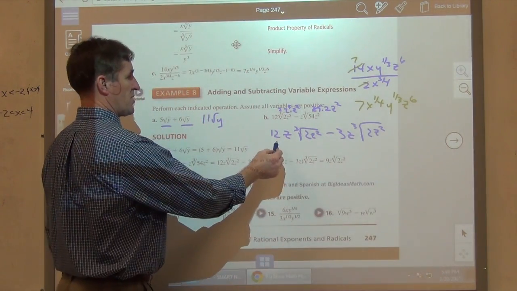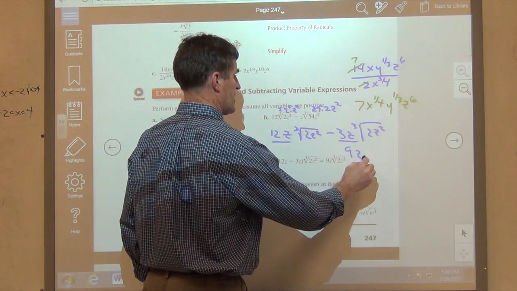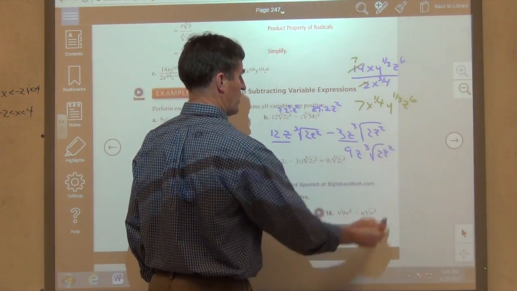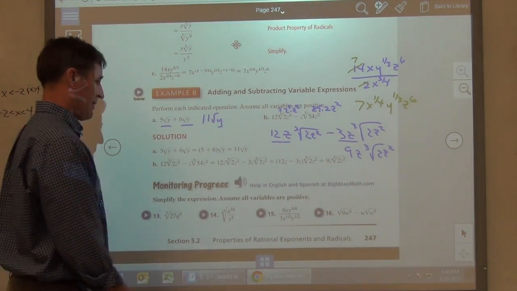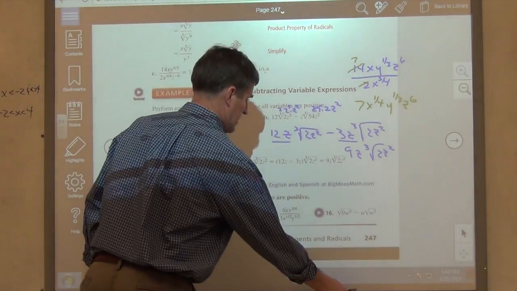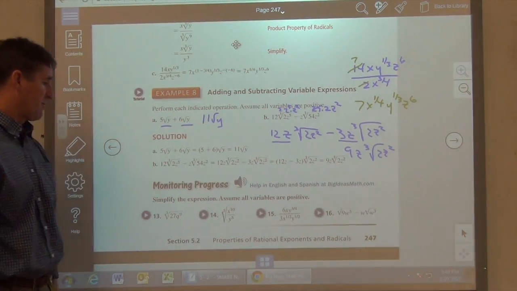And so now, since these are the same, I can subtract 12 minus 3 is 9z. And then we get the cube root of 2z squared. And we're done. Okay? So, I'd like you to try 13, 14, 15, and 16. And then come back and see if you did it correctly.